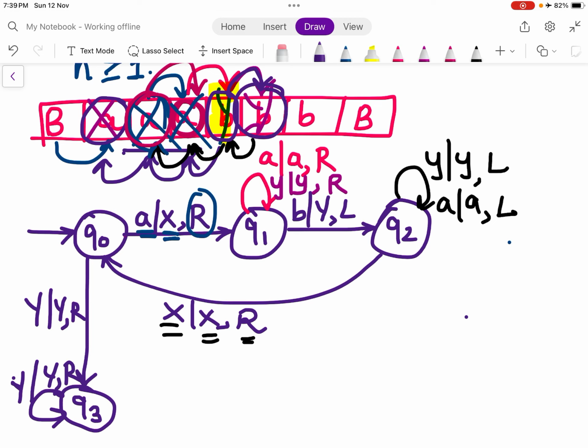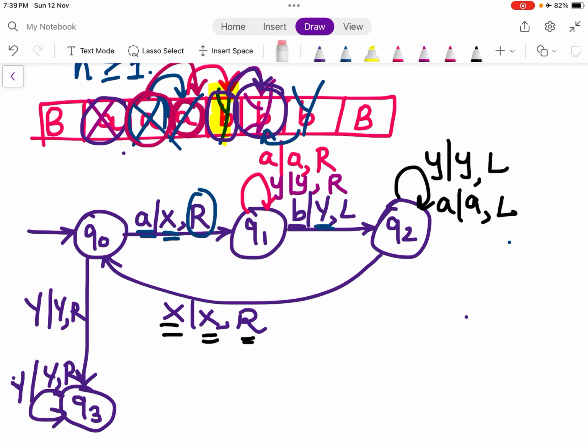Again you see a Y, keep that Y as it is, move in the right direction. Then you see a b. Once you see a b, replace that b with a Y and move in the left direction. Now again you see a Y. Y is kept as Y moving in the left direction, Y kept as Y, X kept as X.